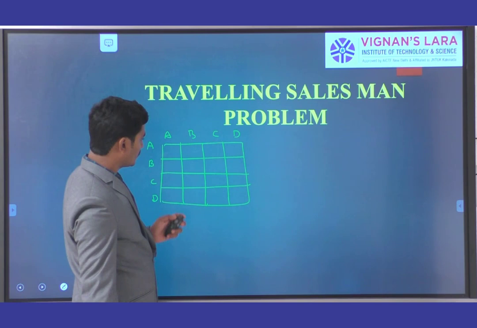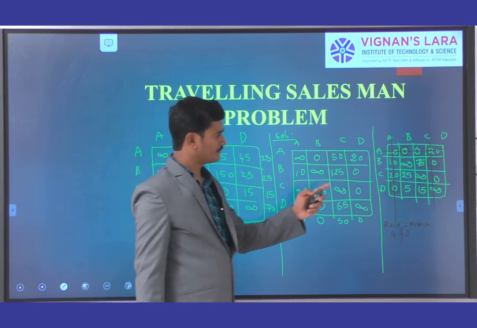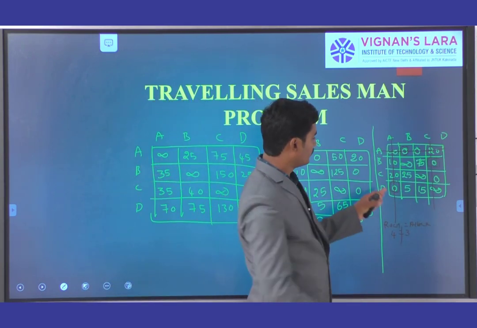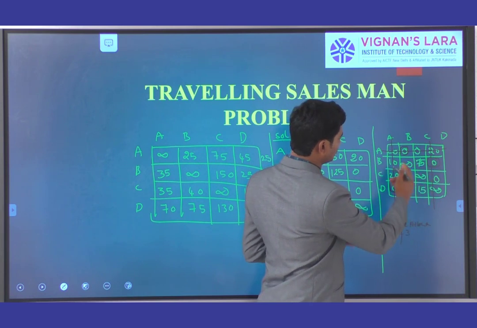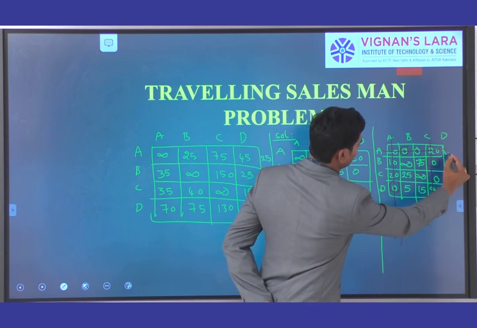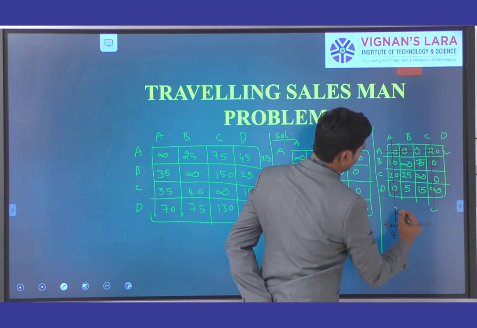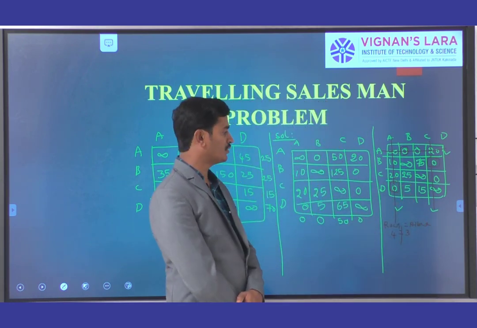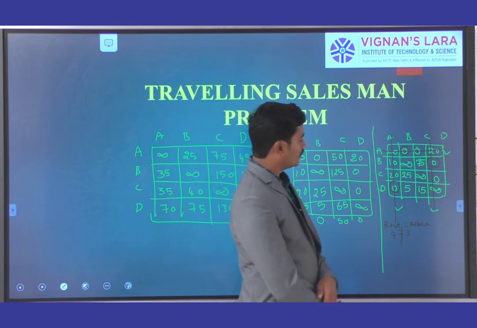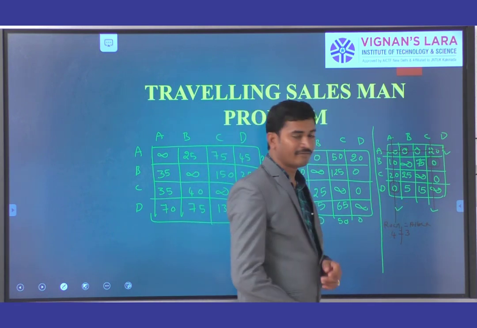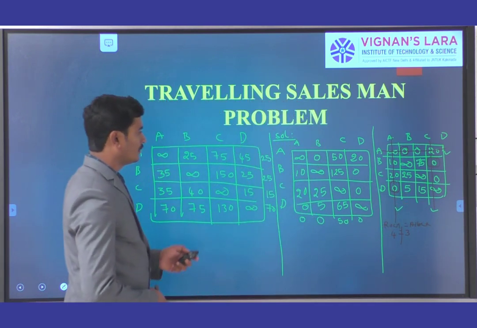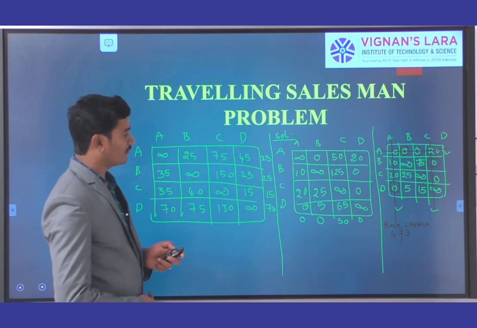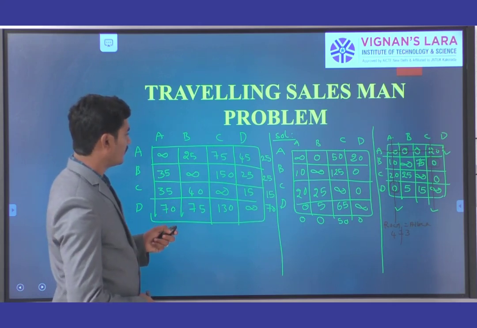Okay, coming to this. First we have to identify the minimum value from these unallocated cells. Here it is a ticked row and a ticked column. From the remaining unticked rows and unticked columns we are going to identify the minimum value. Here the minimum value is 5. We are going to add or subtract this 5 to the remaining elements.